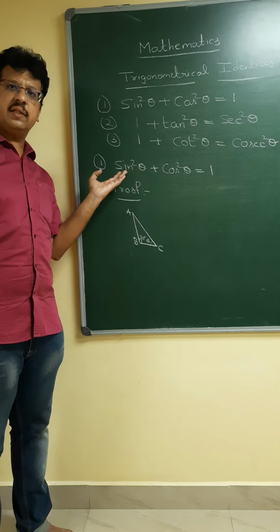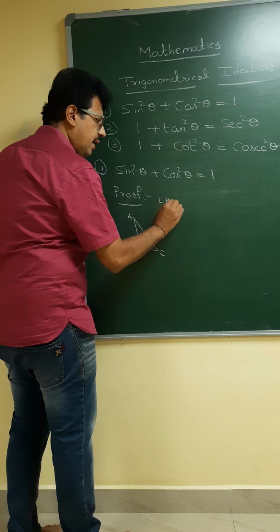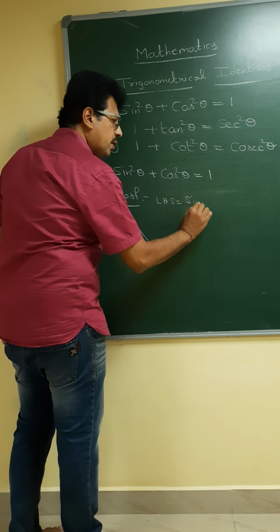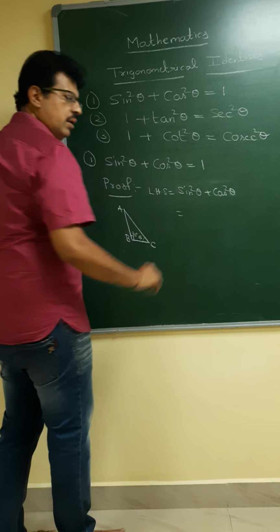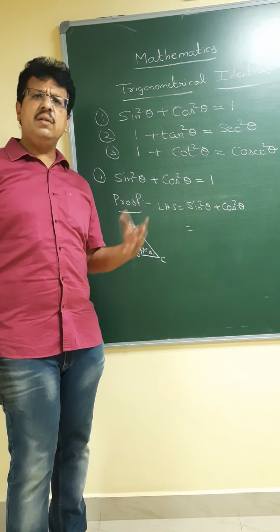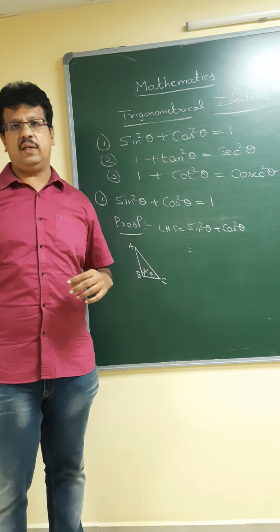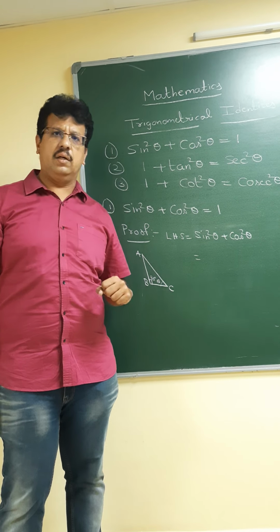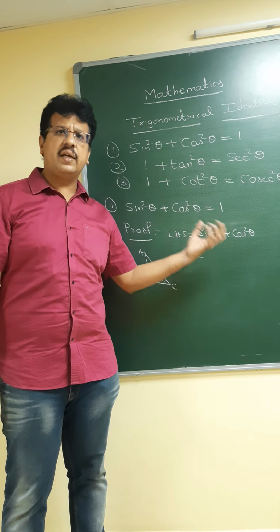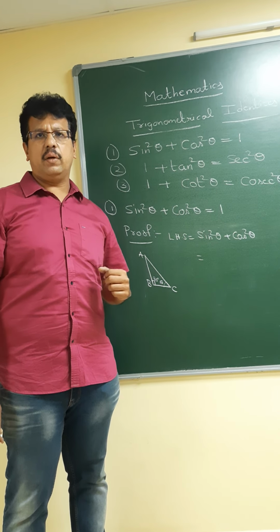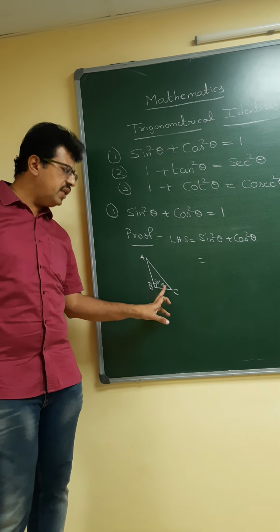After considering this, let us come back to the left hand side. The left hand side is sine square theta plus cos square theta. Students, you have learned the definitions of sine theta and cos theta in your 9th standard. Let us recall those definitions. What is sine theta? That is very important. Before telling the definitions, we need to come back to this theta.